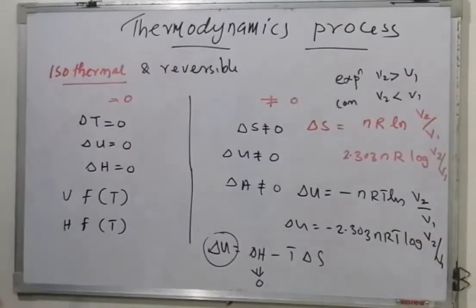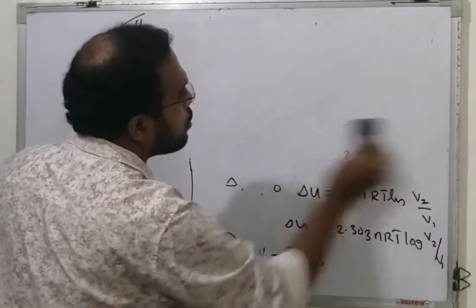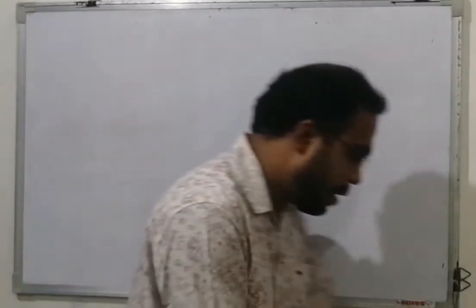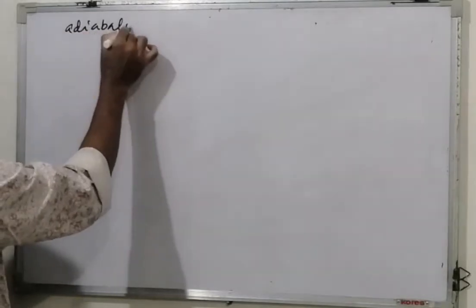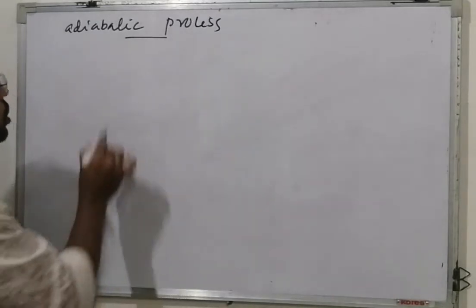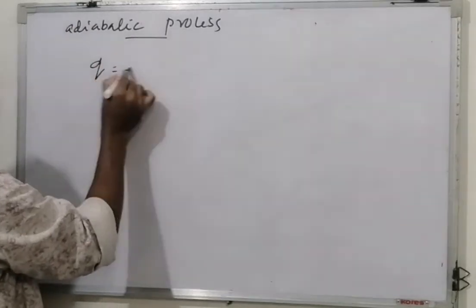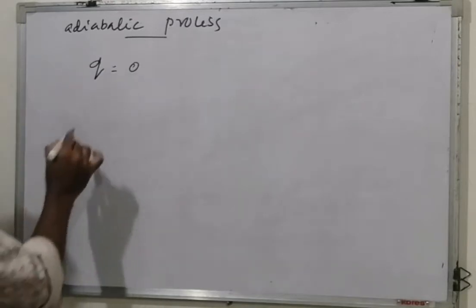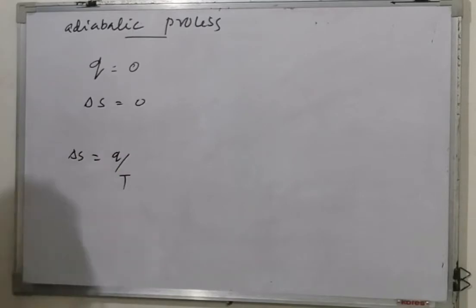Now we will go to the adiabatic process. Adiabatic process, Q is equal to 0. Generally we know that Q is equal to 0. Particularly for reversible, remember, delta S is also 0, because delta S is equal to Q by T.